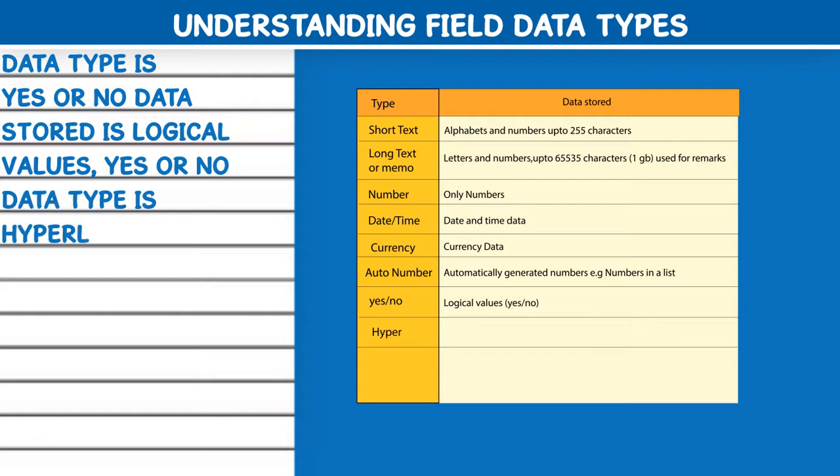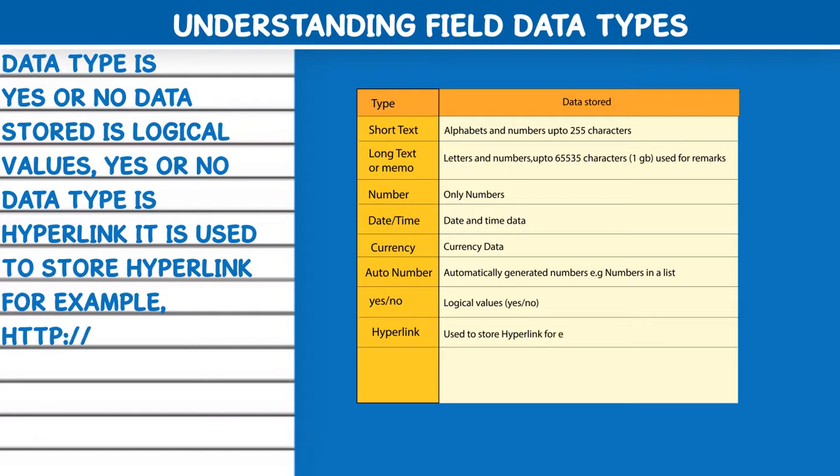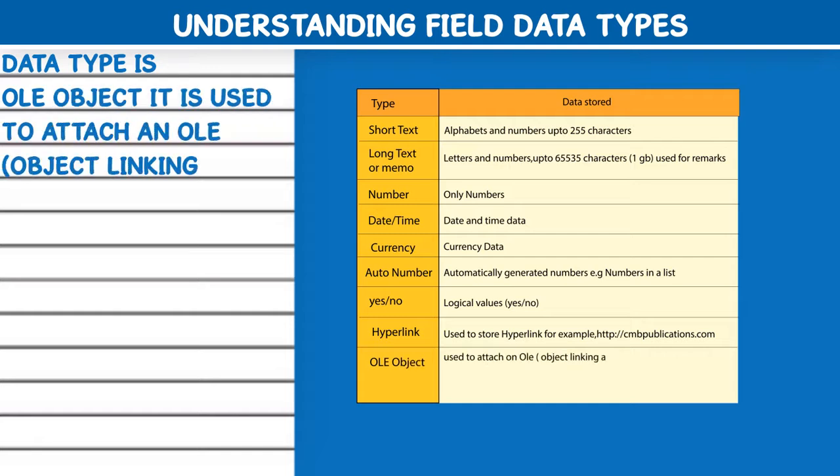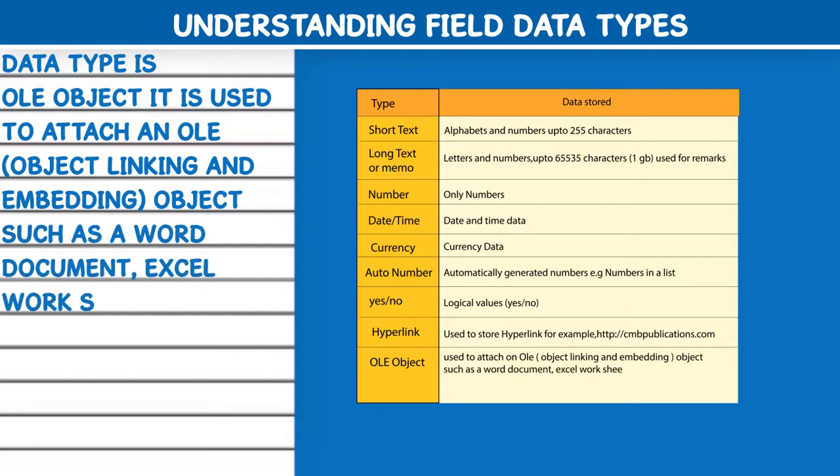Hyperlink: it is used to store a hyperlink, for example, http://publications.com. OLE object: it is used to attach an OLE, object linking and embedding, object such as a Word document, Excel worksheet or PowerPoint presentation.